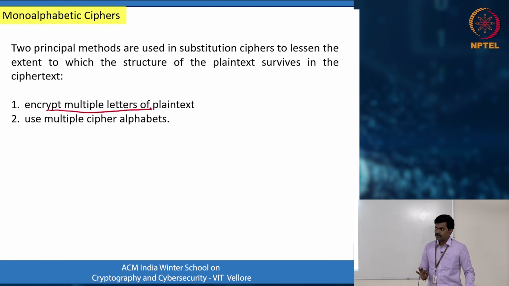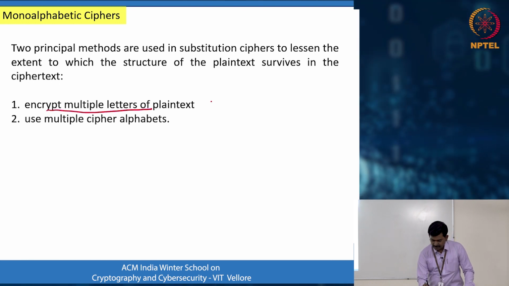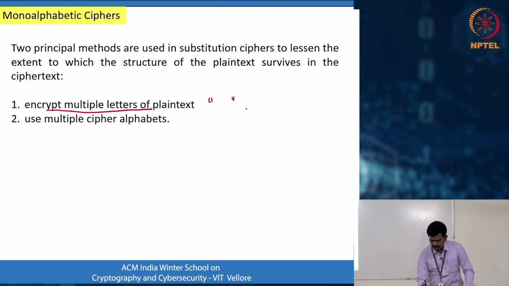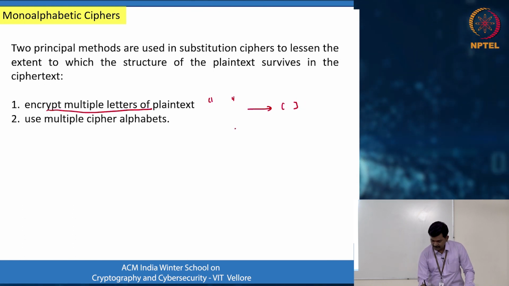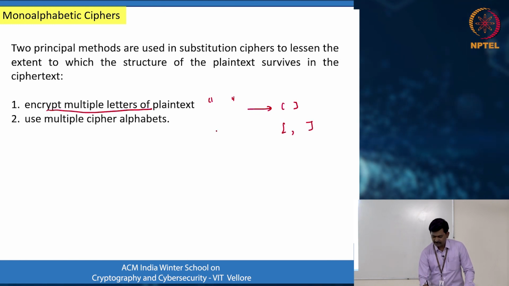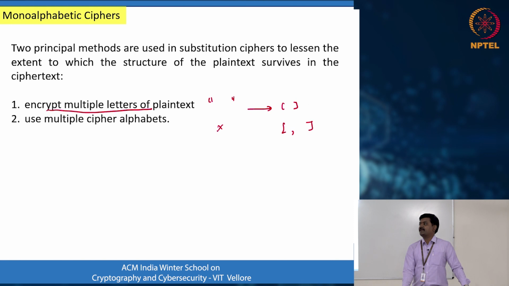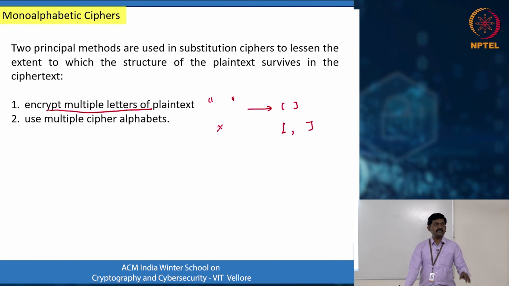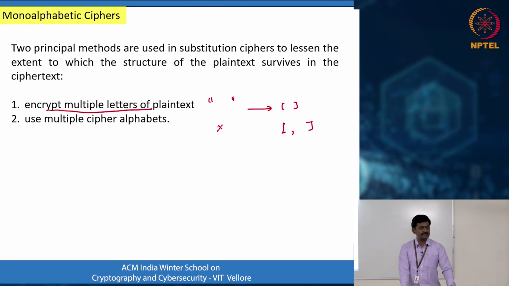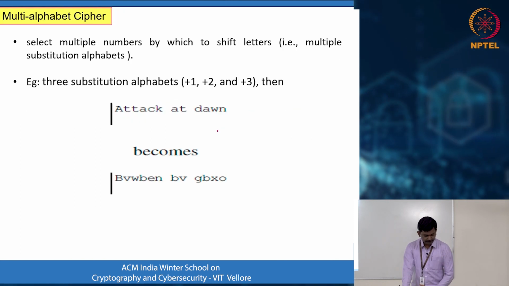Are you able to follow? So, encrypt multiple letters of plain text to cipher text, or what is that happening? You keep multiple cipher alphabets for one particular plain text alphabet. So, this is how you can mitigate the challenge that is there with the monoalphabetic ciphers. So, how do we do that?